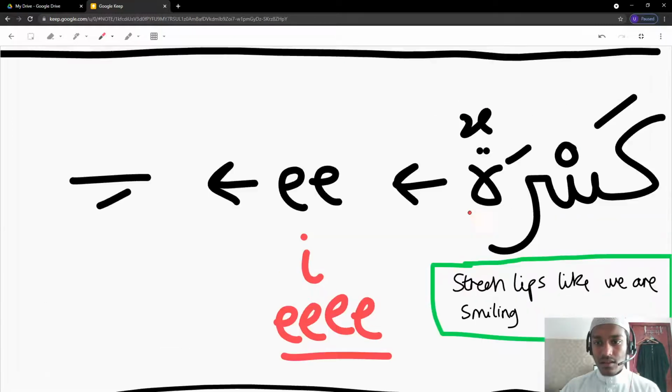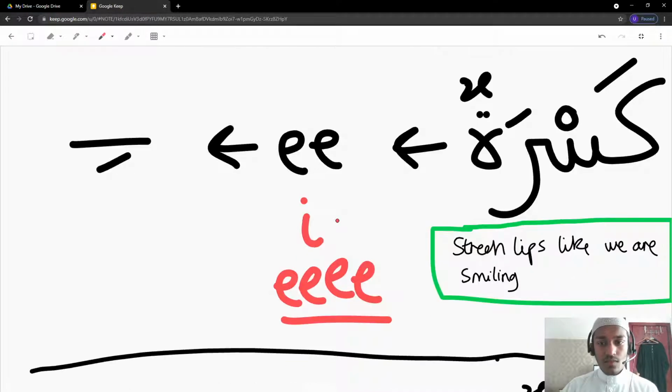Next we have the Kasra, and the Kasra is an e sound. We don't stretch it, even though there are two e's here. The reason I put the two e's here is so that I can bring your attention to this point in the green box: when you're pronouncing the Kasra, you have to stretch your lips like you are smiling, meaning you stretch them outwards. E, e.